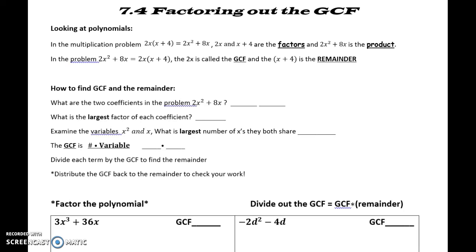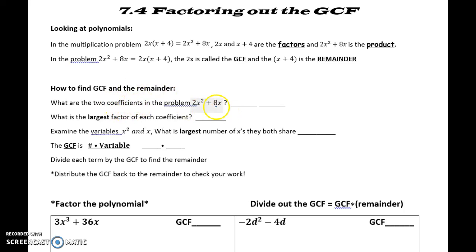So the 2x out here and the x plus 4 in here are factors, and then this would be the product. And the reverse of that would be taking this and figuring out what I can divide these by. So what can you divide both 2 and 8 by? And what can you divide x squared and x by? So the 2x is going to be the part out here. It's going to be called the factor. That's where we write it. And the x plus 4 is like the remainder.